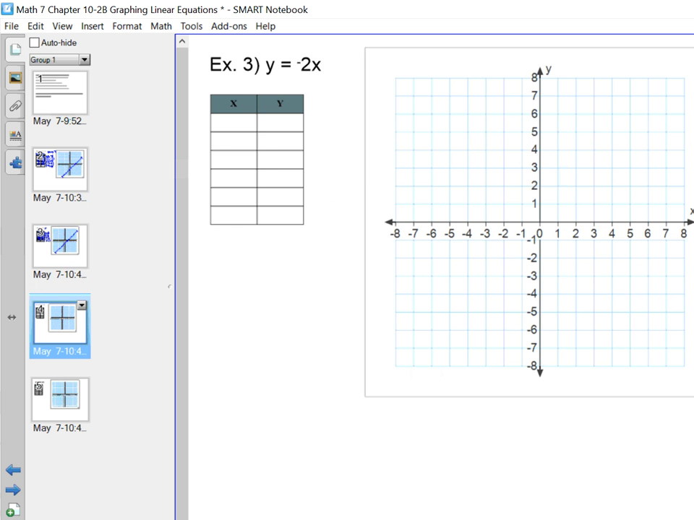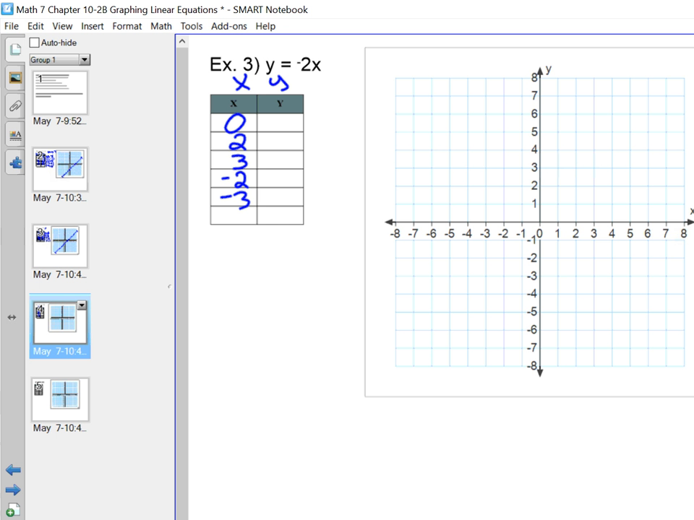Here we have y equals -2x. Again, it's too dark on your paper. This is x, this is y. And this time I'm not going to write the ordered pairs, but I am going to choose to use 0, 2, 3, -2, and -3.